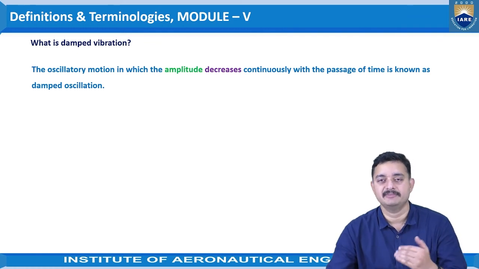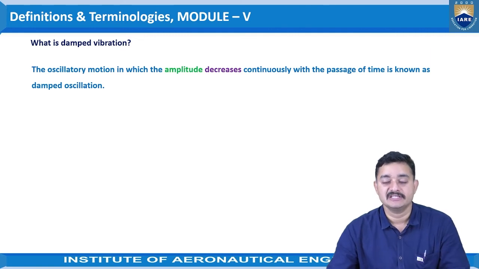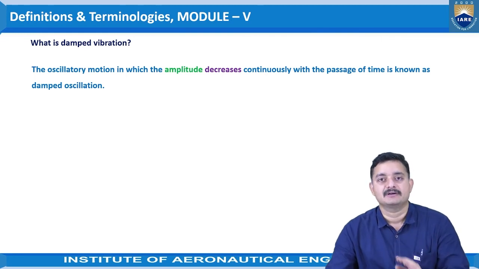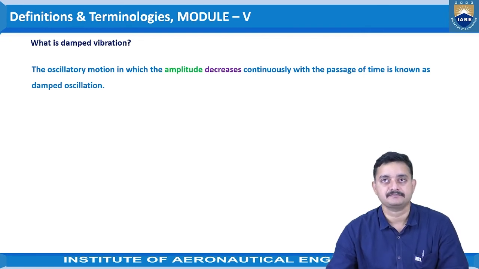Hence, damped oscillations are considered when the uneven movement or oscillation of the springs of the suspension system is happening. The engineers will see that the movement of the spring or suspension gets to a neutral or equilibrium state as soon as possible, maybe within 2 or 3 oscillations. That is the damped vibration. The oscillatory motion in which the amplitude decreases continuously with the passage of time is known as damped oscillation.